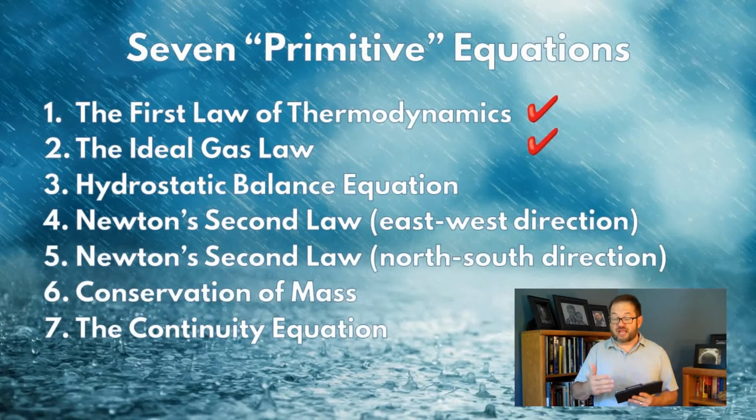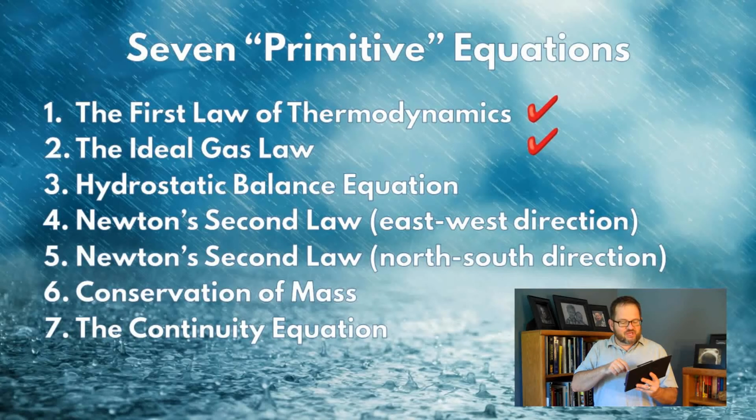Now, the first law of thermodynamics, if we actually wrote it out as a mathematical law, takes up like a whole page of paper. It's a very complicated equation in the atmosphere. The ideal gas law was no big deal. It's just P equals rho RT. It's just that it's an incredibly powerful and sometimes hard to think about equation.